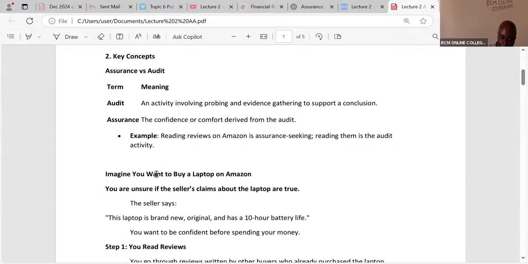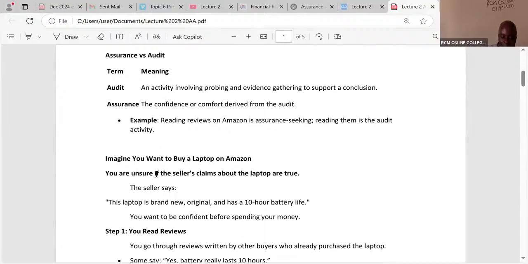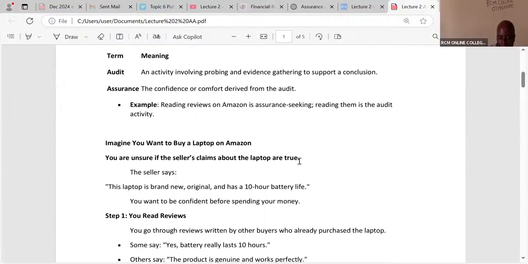Imagine you want to buy a laptop on Amazon. You are unsure if the seller's claims about the laptop are true. So the seller says, this laptop is brand new, original, and has a 10-hour battery life. So you want to be confident before spending your money. So step one, what do you do?